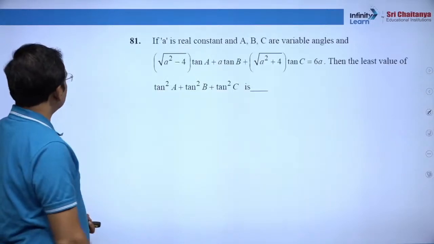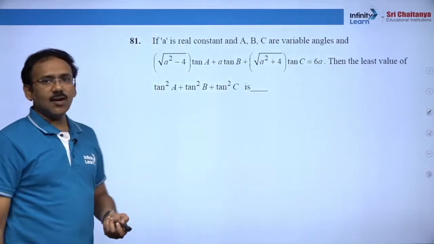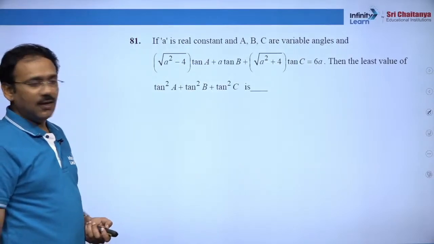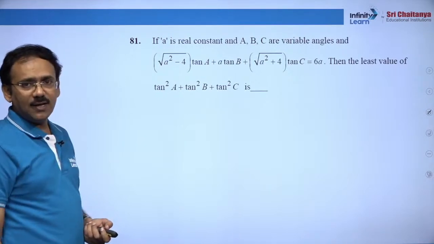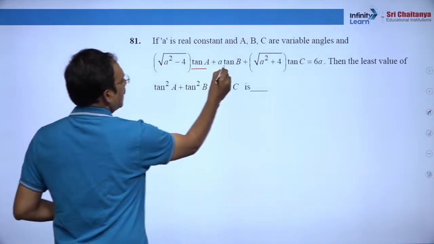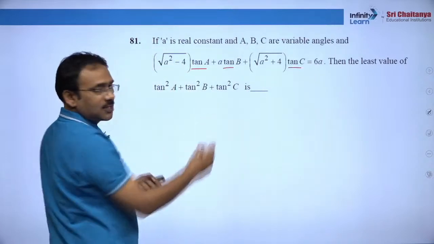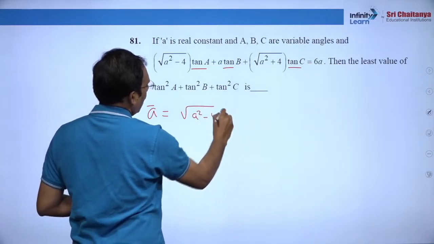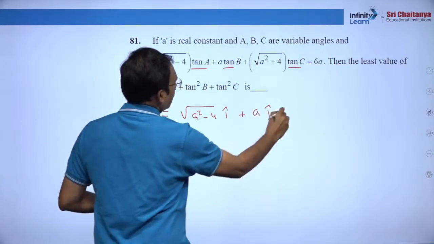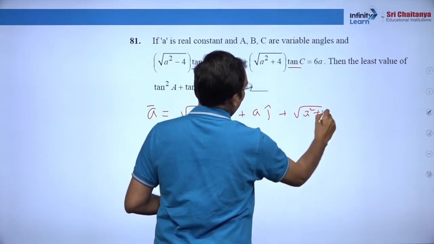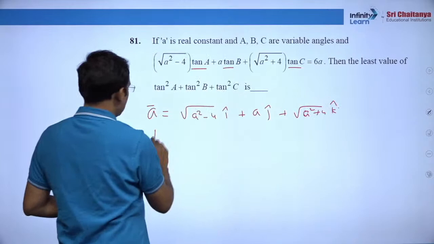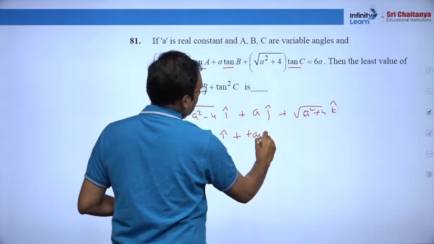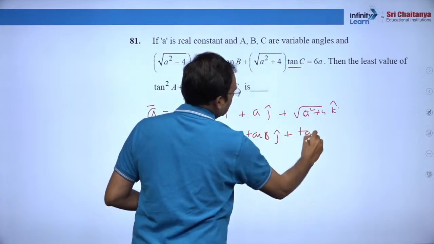Okay. Next, if a is a real constant, here A, B, C are variable angles. You see this kind of question, we can use the Cauchy-Schwarz inequality. You see, tan A, tan B, tan C is involved here. I want its magnitude. You take one of the vectors like root of a square minus 4 i cap plus a j cap plus root of a square plus 4 into k cap, one vector. The second vector you take like tan A i cap plus tan B j cap plus tan C k cap.